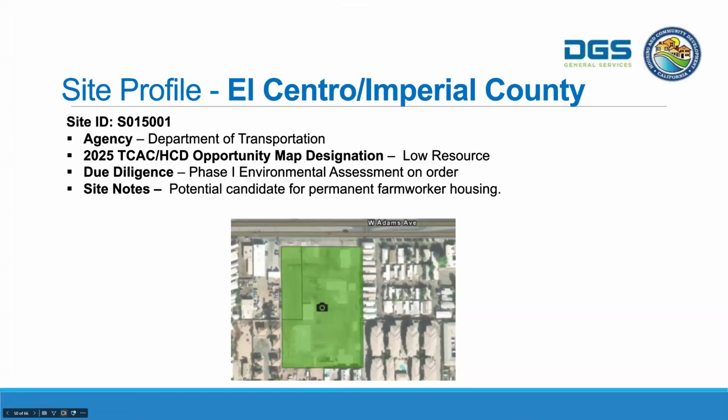Okay, this is a site in El Centro in Imperial County, also owned by Caltrans. It's low resource. Again, it still scores well by our estimation and amenities. Due diligence is on order. It could be a potential candidate for permanent farm worker housing. Again, you tell us in your proposal, but there's a thought on that. Next slide, please.